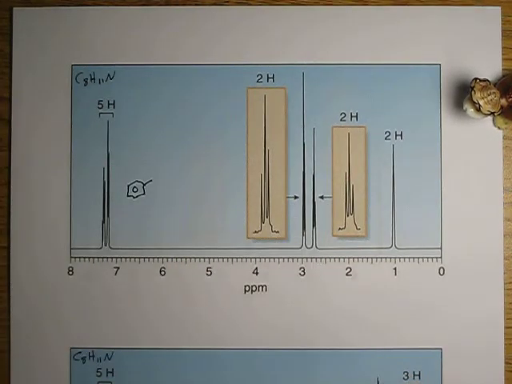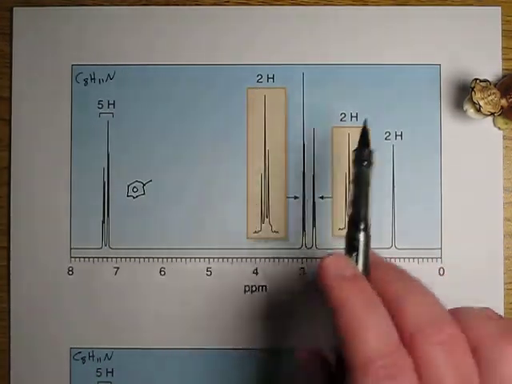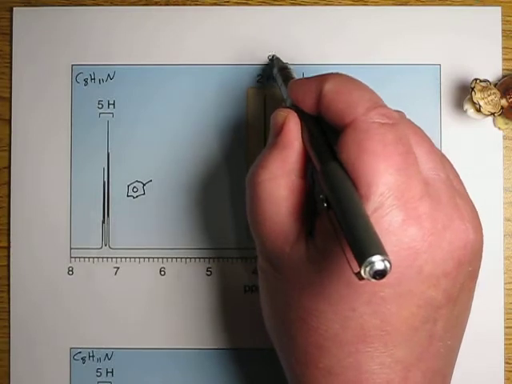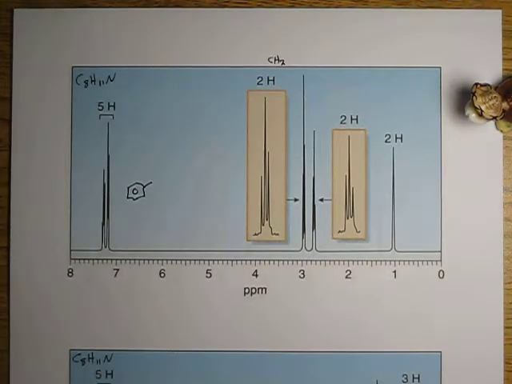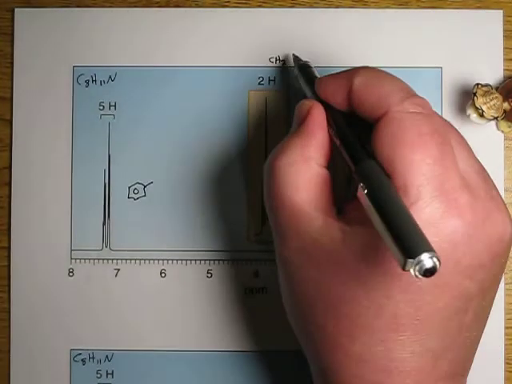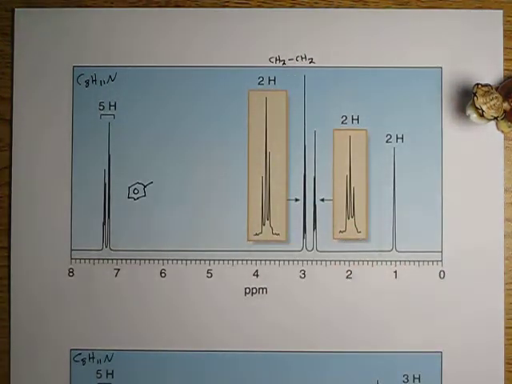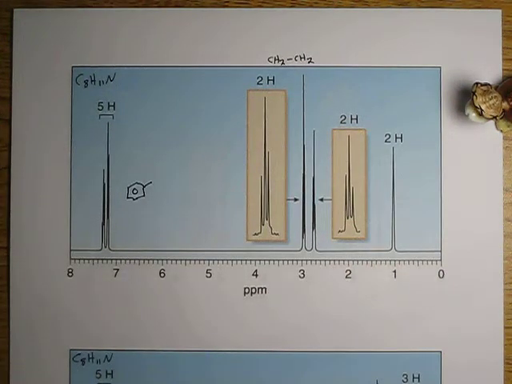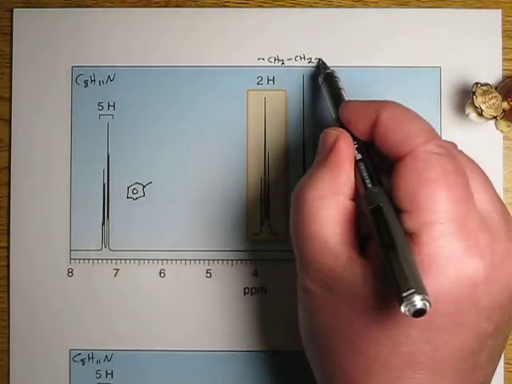And then I come down here and I see integration 2. Well, the most likely way to get 2 is a CH2. And then it is a triplet. What's the most obvious way to get a triplet? Well, that would be a CH2 next door. All right, so that seems right. That looks good to me. What's on the other side of this CH2? I don't know.